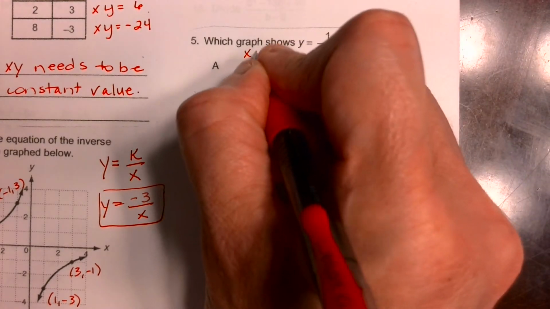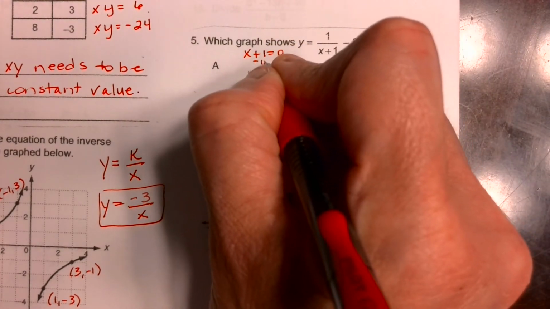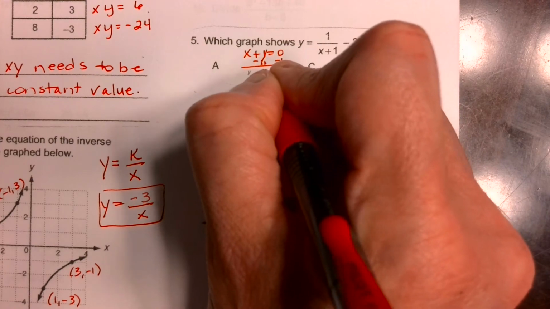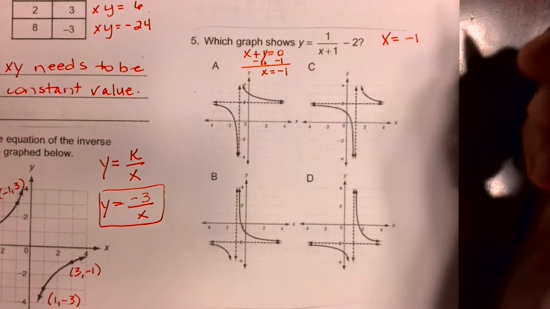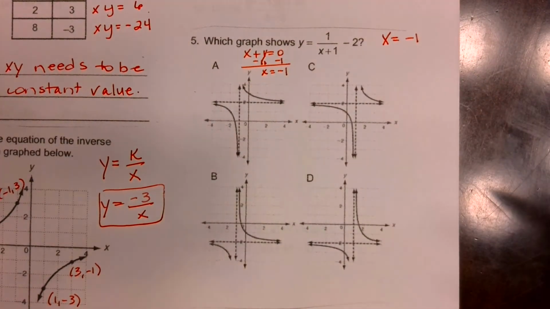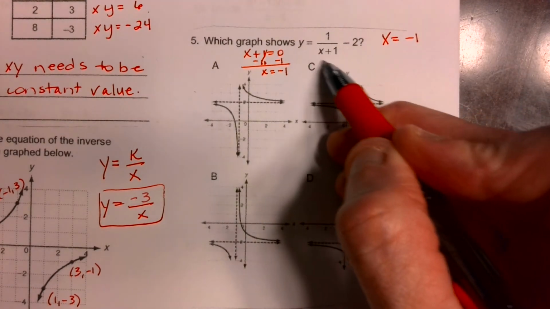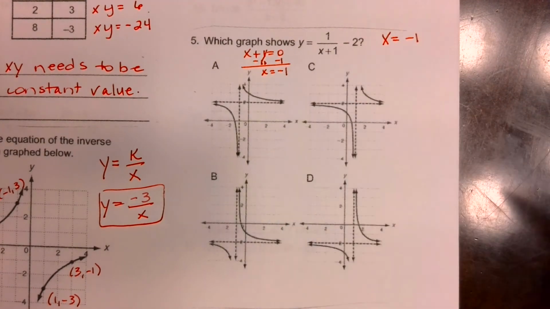x plus 1 equals 0. Subtract 1, x is negative 1. A lot of you can see that from looking at those. That's fine, but I don't want you to forget what we're really doing, which is setting this equal to 0.